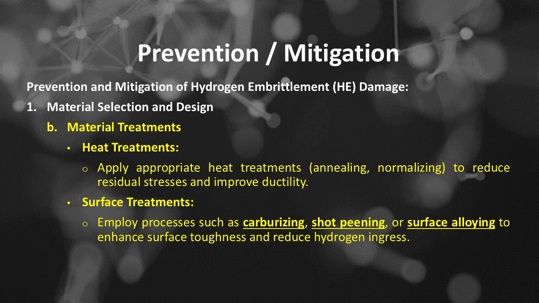Number B of material selection and design is material treatments, includes, for the first example, heat treatments. Apply appropriate heat treatments, annealing, normalizing, to reduce residual stresses and improve ductility.